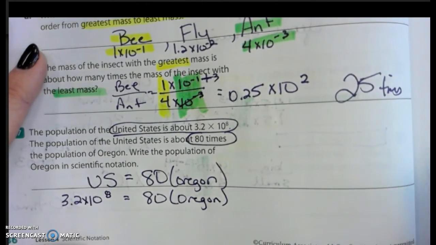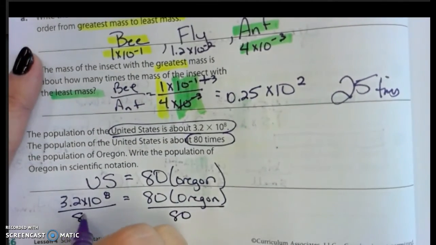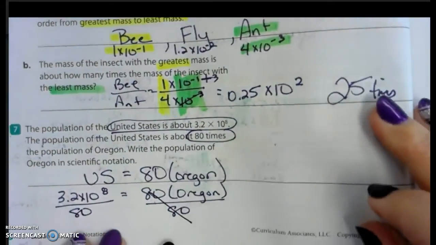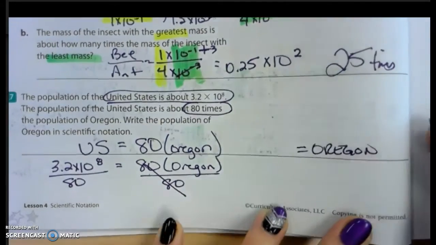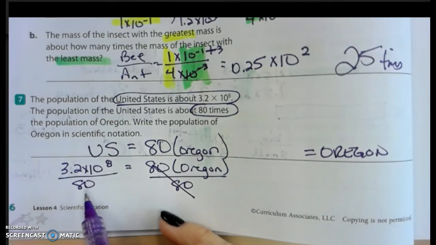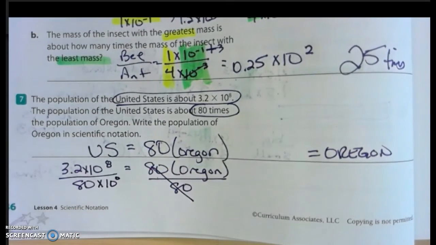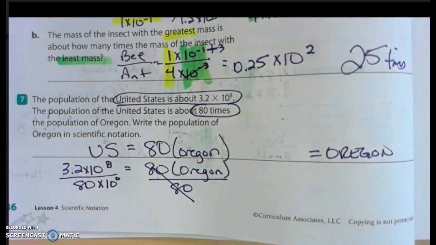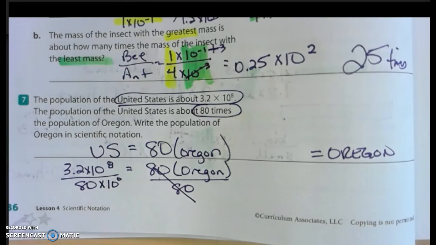To get Oregon by itself, to isolate it, we're going to have to undo that 80 times, and we're going to have to divide by 80 on both sides, which will leave us with Oregon on the right. And we have to divide the numbers on the left. Now, the top one is a base 10, the bottom one is not. It's easy to fix, okay? We can just give it a 10 to the 0. 10 to the 0 holds a value of multiplying by 1, which is nothing. Now, it's not in proper scientific notation, but we can still divide with it.